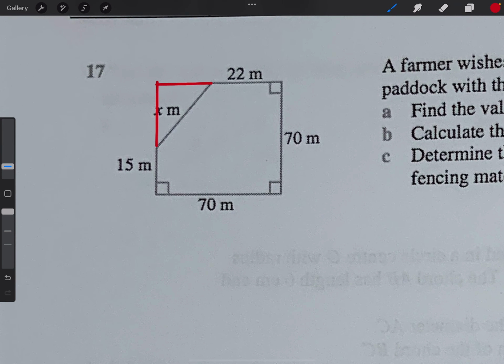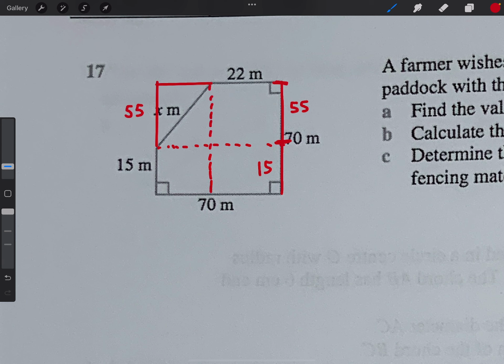What do we have here? This is 70. This is 15. 70 minus 15... 55. This must be 55. So from here to here must be 55, which means that this must be 55.